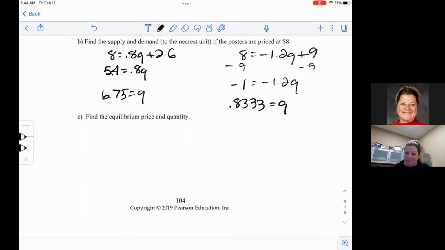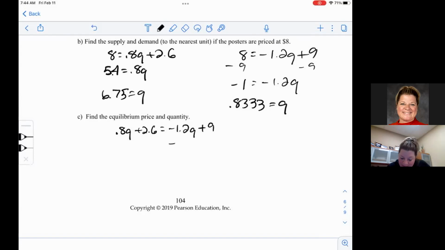So they're both P equals. So what I could do is for the supply, which was 0.8Q plus 2.6, I can substitute that in and have the -1.2Q plus 9. So basically, I substituted one equation in for P. So I love substitution when they're both Y equals or P equals, which happens kind of a lot in business. Okay, so let's solve this.